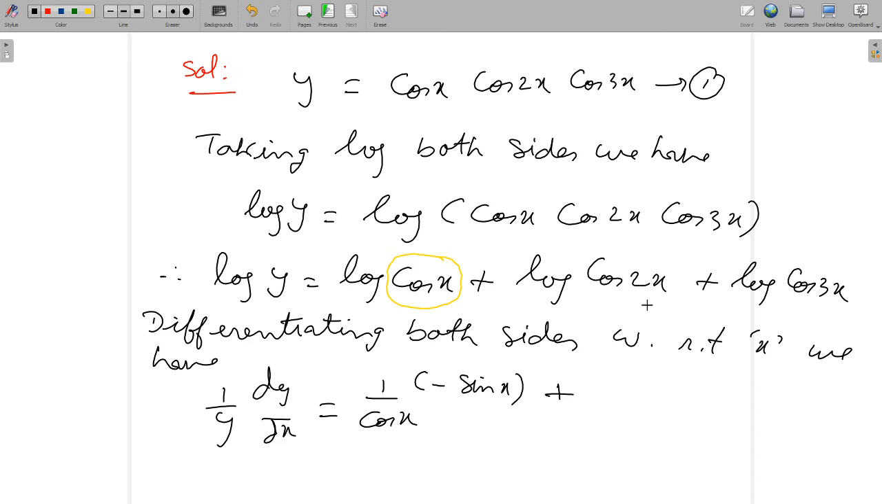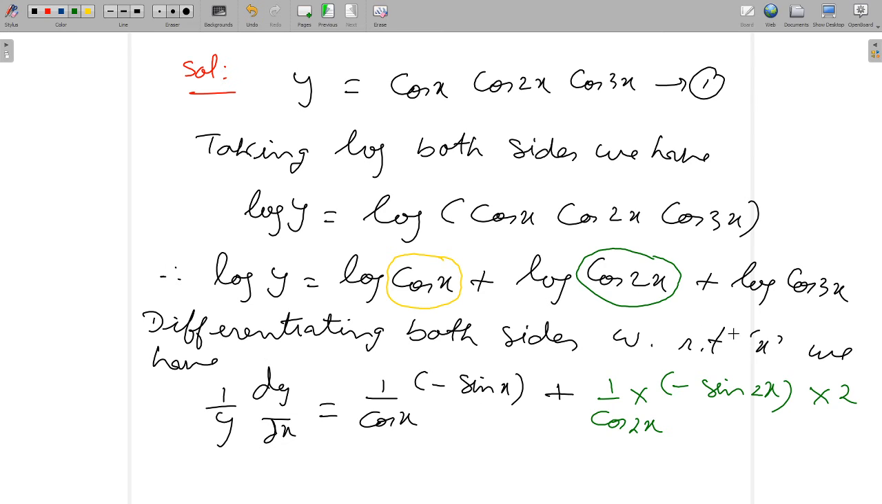now again here for the time being let us consider this cos 2x as x. So again we know the differentiation of log x is 1 by x, so what we'll get here is 1 by cos 2x into differentiation of cos 2x, which is minus sin 2x, and then we'll have to differentiate 2x also, so into 2.